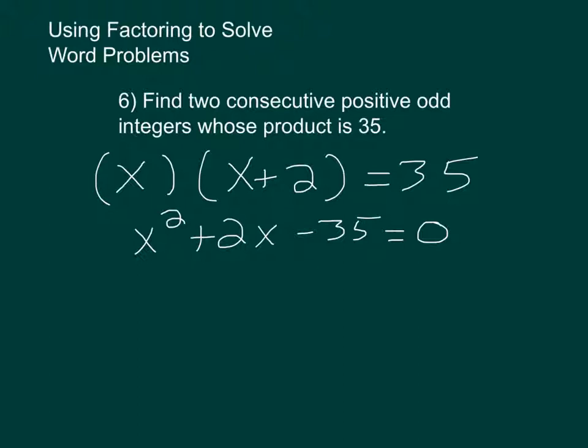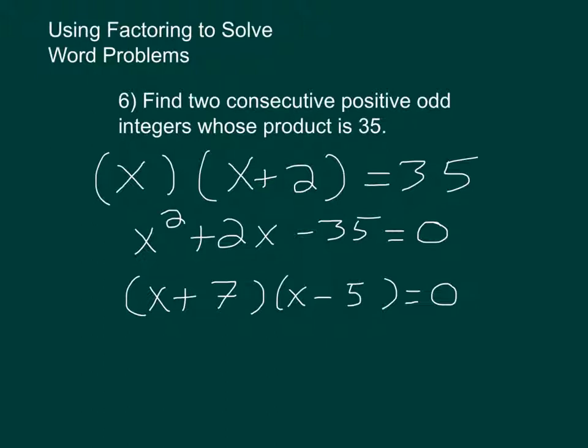Now this is a basic trinomial to factor here because my lead coefficient is 1. What's really nice about this is that I have a negative 35, which tells me that I'm going to have x plus something and x minus something equaling 0. Again, that's because I have a negative constant term. The only way to arrive at that is with one positive and one negative factor. And so now I just think about what numbers are going to multiply to negative 35 and add up to 2. There are only a few options to consider, and it turns out that I want to use a positive 7 and a negative 5.